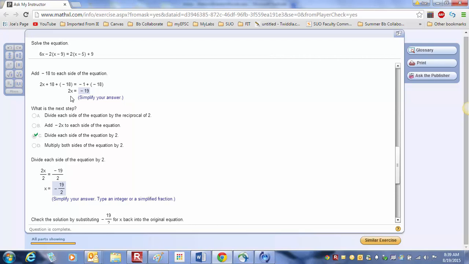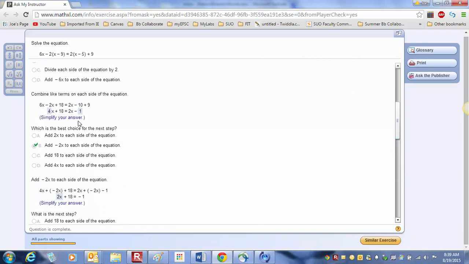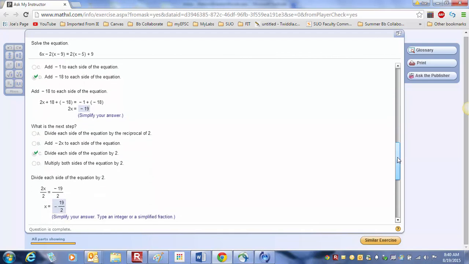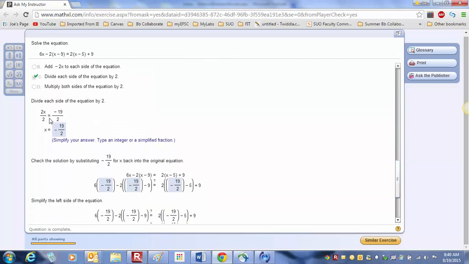Again, this is called the multiplication principle. You can divide or multiply both sides by the same number. The other method here, when we were adding, was called the addition principle. So we're using two principles here to isolate x. So going back here, we divide both sides by 2, and that's how we got the final answer.